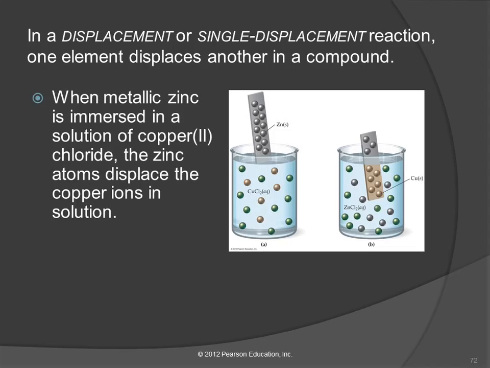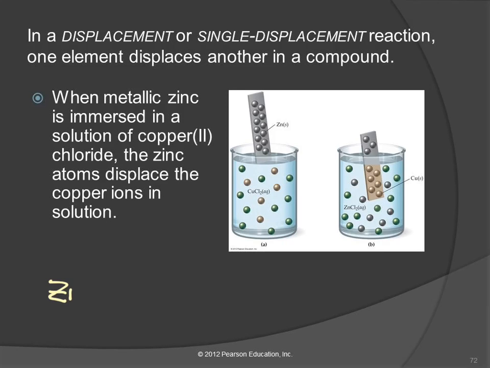Displacement or single displacement. If you take a piece of zinc metal and you put it into a solution containing copper ions, the chloride ions are just spectators, the zinc metal will become copper colored. And the reason that happens is that we have a displacement. We should have an equation here. There's no equation. I'll make an equation.